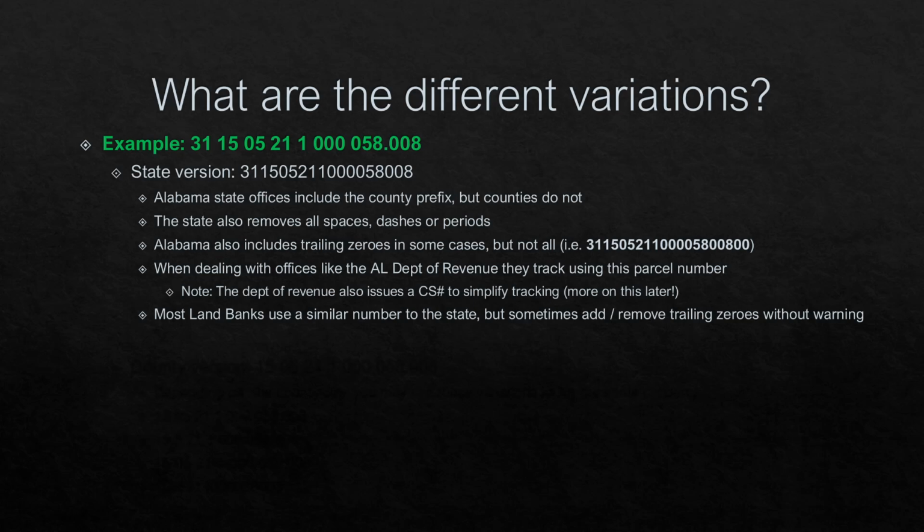From what we see in land banks right now, they do include the prefix for the 31, the county code. But they sometimes play with the zeros at the end without warning. So we'll show you a workaround for that too in a minute.